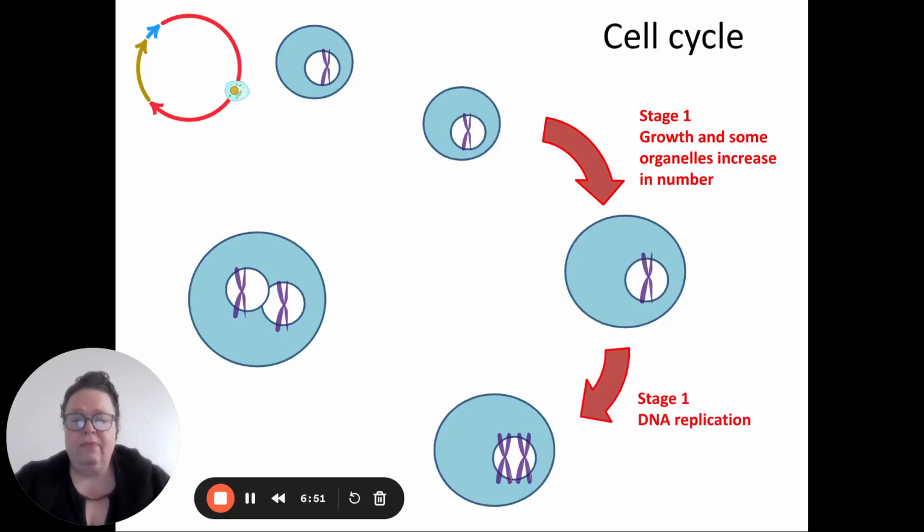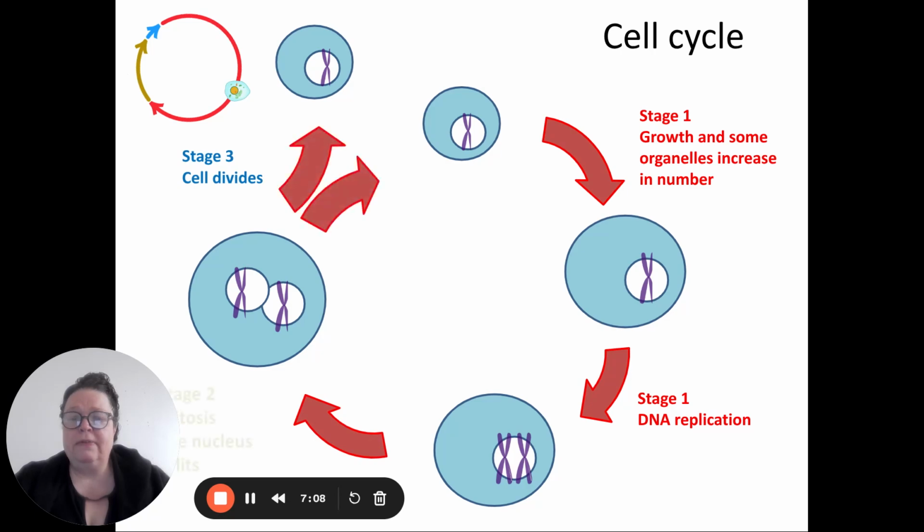So DNA replication. Now you can say replicate, you can say double, you can say duplicate, all means the same thing. It's doubling in number. Once that's happened, the cell then is ready to divide. And we get stage two down here. And stage two, the nucleus here starts to divide. And once it does, the cell then splits down the middle and it becomes two cells.